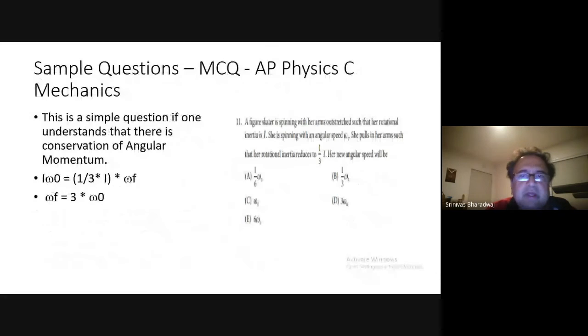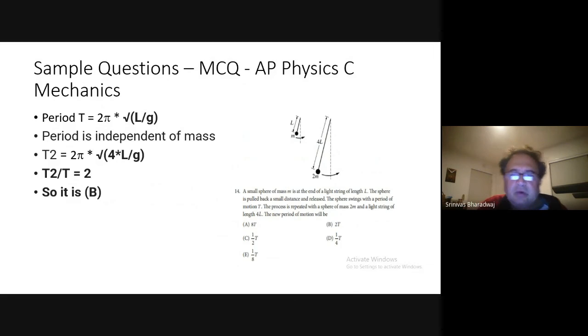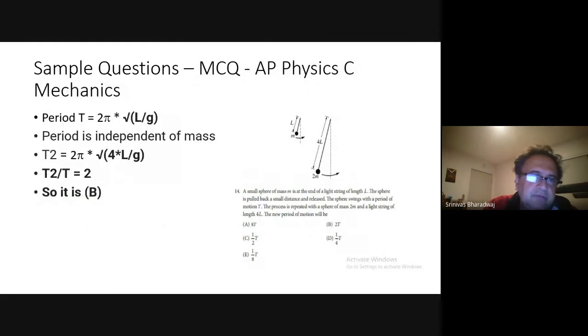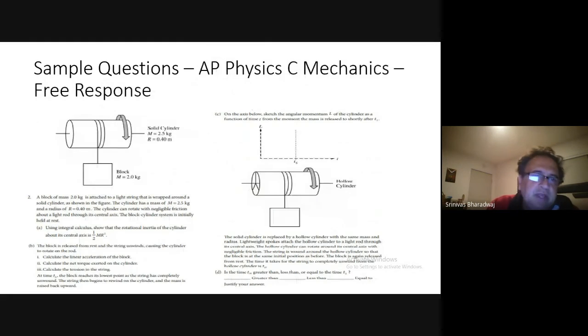So a lot of things that you do in AP Physics C for the MCQs, you must understand in great detail. You must read the questions very, very carefully. I will not go over this question. Now, just like in AP Physics 1, you have both MCQs as well as free response questions. AP Physics C also has, as I said, in mechanics 3 free response questions.